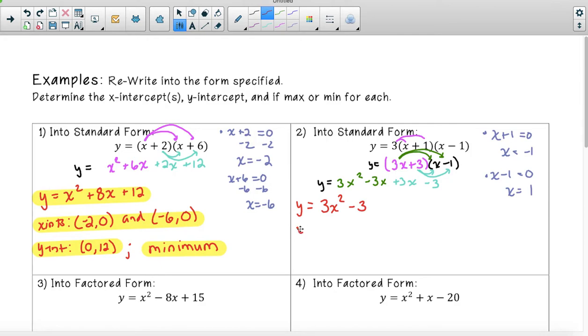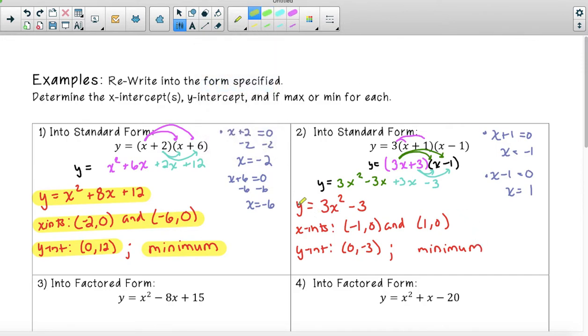So the x-intercepts came from our factored form from the beginning, which was at negative 1, 0, and at positive 1, 0. Our y-intercept comes from our constant, which is at a negative 3. So our y-intercept is 0, negative 3. And we can determine if it's a minimum or maximum. Again, we can base it off of the first value from the factored form, which is a positive 3, and our a value from our standard form is also a positive 3. Since it is a positive, we know this graph will open up, which means it is a minimum.